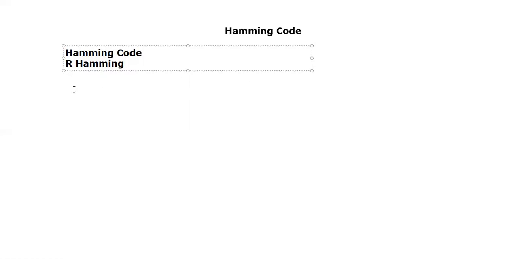Let me consider a message m equals 1101. This is a message which I would like to transmit, and there are 4 bits available in the message. Now I would like to generate a Hamming code for reliable communication. How would I generate the Hamming code? To generate a Hamming code, basically Hamming codes have p parity bits.